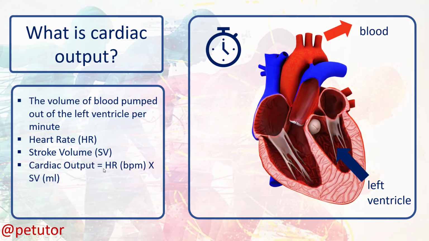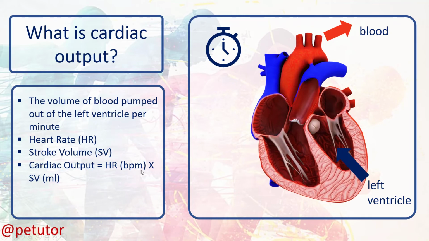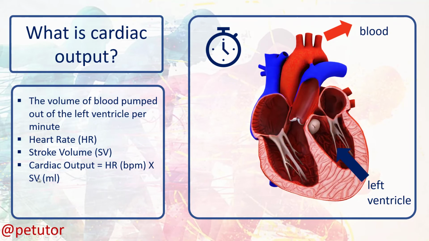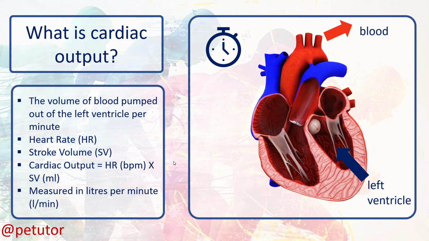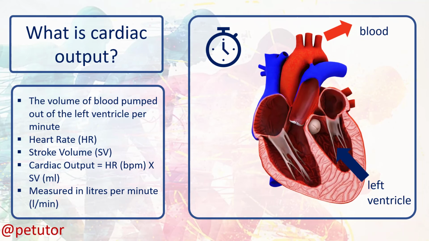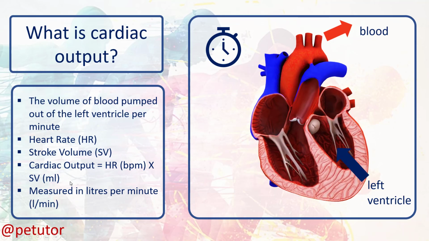So cardiac output then is heart rate, which is beats per minute, multiplied by stroke volume, which is measured in milliliters. And so we have the measurement for cardiac output as being liters per minute. So the key things for you to remember: cardiac output is heart rate multiplied by stroke volume.